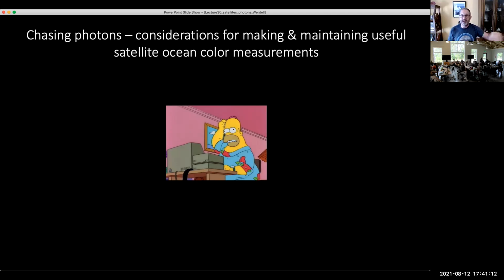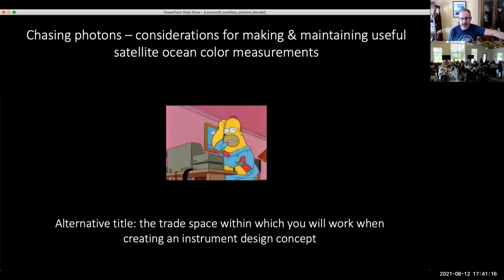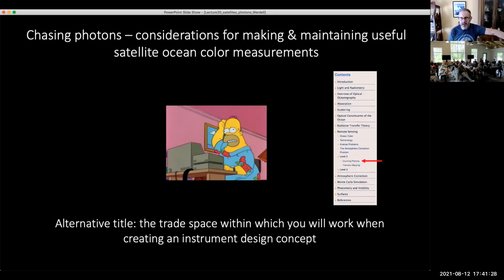This is considerations for making and maintaining useful satellite ocean color measurements. This is a more mathematical description of the trade space you're going to work in when you pick out what kind of instrument you want, and then you scratch your head going, well, why can't I have hyperspectral 1 meter data? This has been transposed into a chapter on the Ocean Optics webbook.